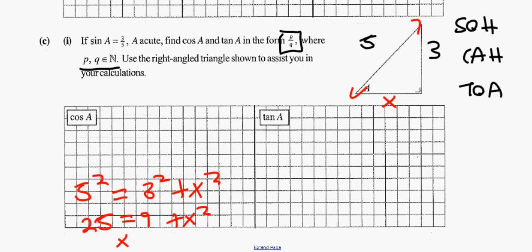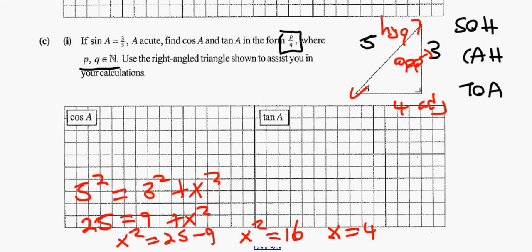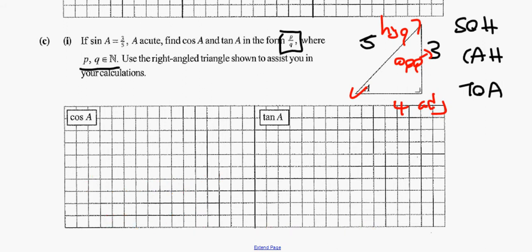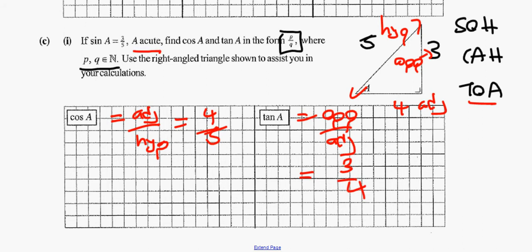X squared is going to be 25 minus 9. X squared will equal 16. X equals 4. This means the adjacent is 4. That's the hypotenuse, the opposite, and the adjacent. Following the rules, cos A equals adjacent over hypotenuse, which is 4 over 5. Tan A will equal opposite over adjacent, which is going to be 3 over 4. Okay, please remember that A is acute.